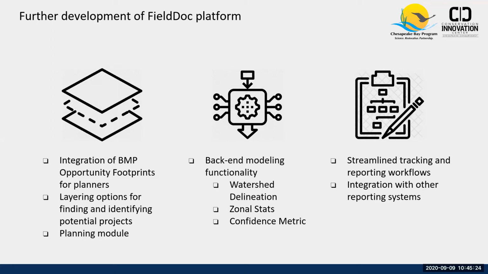In terms of the back-end modeling functionality for FieldDoc, this is where Drexel University's environmental data science team comes in. They've been busy working on these very novel models for API integration into this platform, including a rapid watershed delineation API, which essentially delineates the area draining to a certain practice location in record time. They've also been working on a rapid zonal statistics API, which will calculate the land use composition within that drainage area. And they've also been focusing on a confidence metric, which will essentially calculate the site-specific load reductions for a specific practice on the ground and give an estimate as to how that compares with the average modeled load of the CBP CAST model.